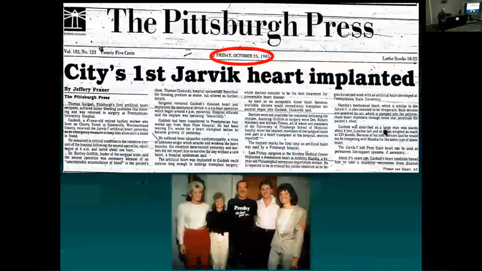So I told them in Pittsburgh, this is what I really do for a living. And if you are able to see the red circle, that's the last weekend in October of 1985. That was the first implant of the total artificial heart in a patient. The patient is wearing the black t-shirt. And this really was the launching for me to participate in this field of mechanical circulatory support. So this is what I really do.